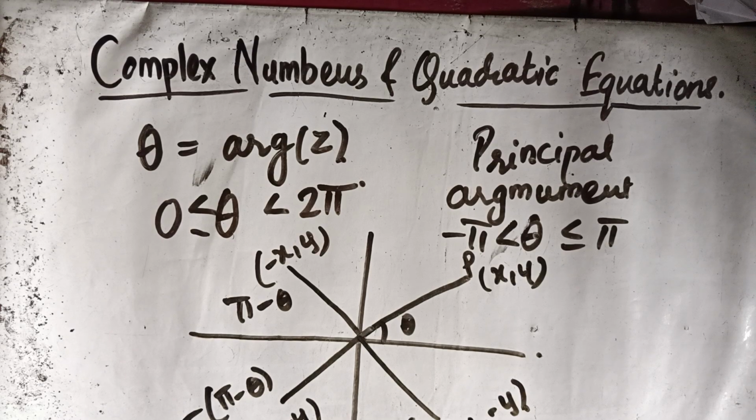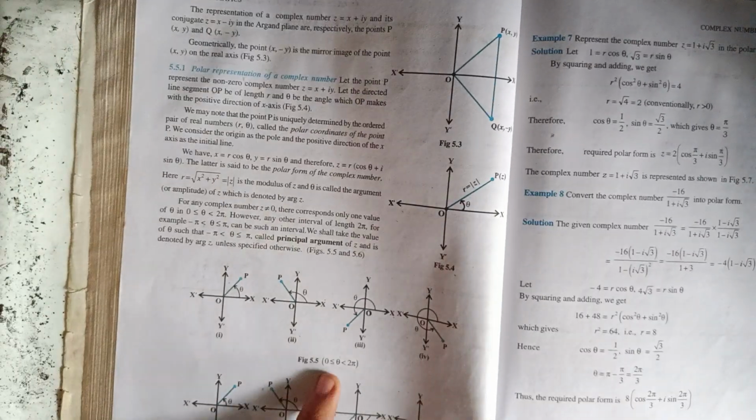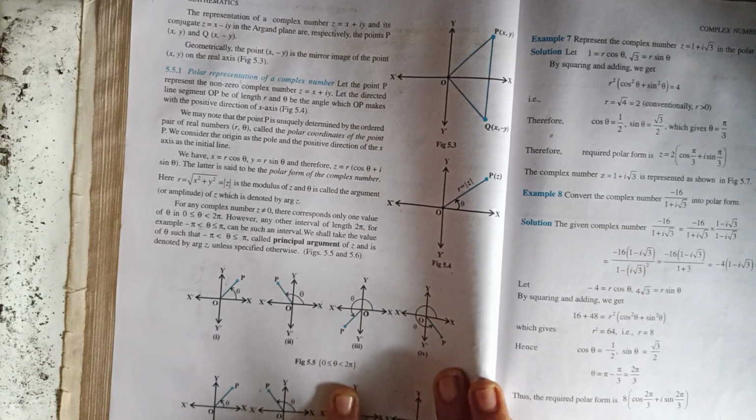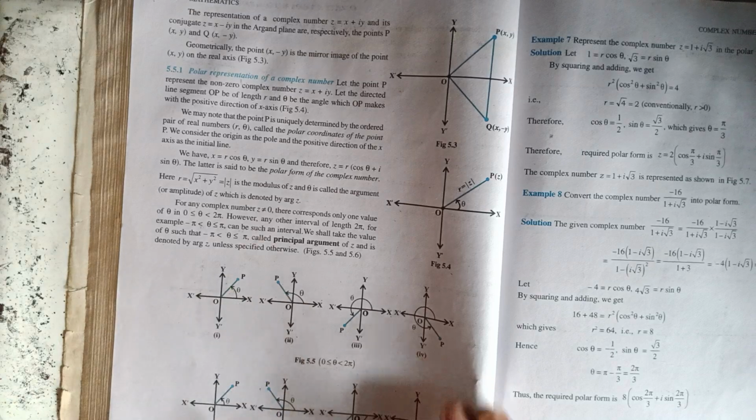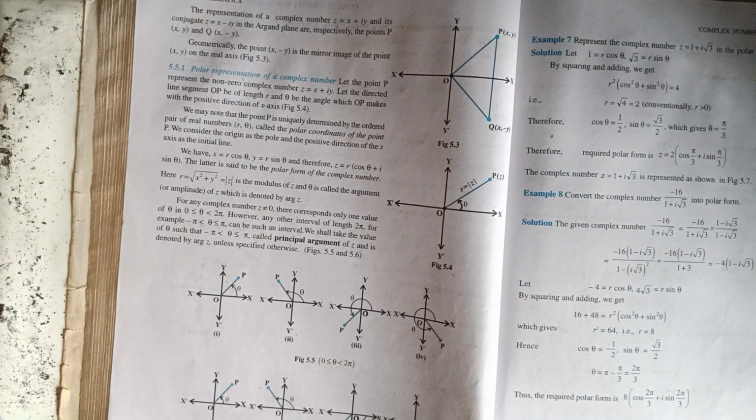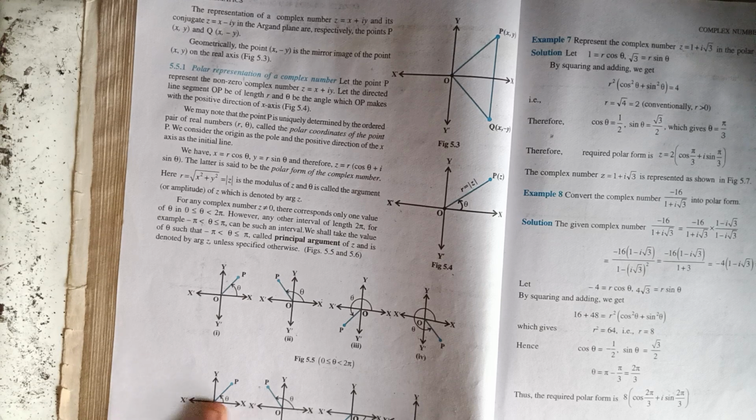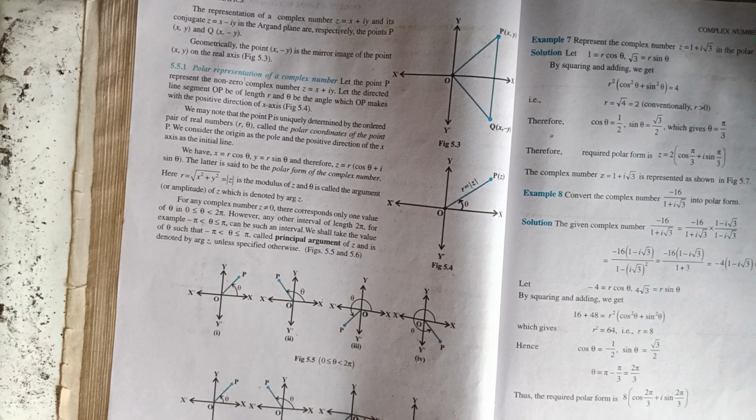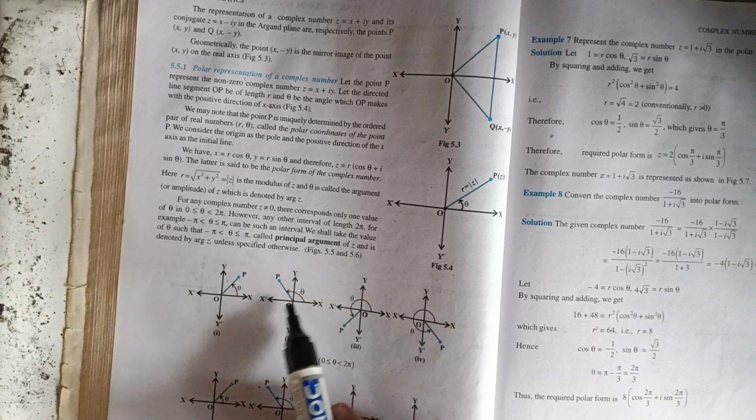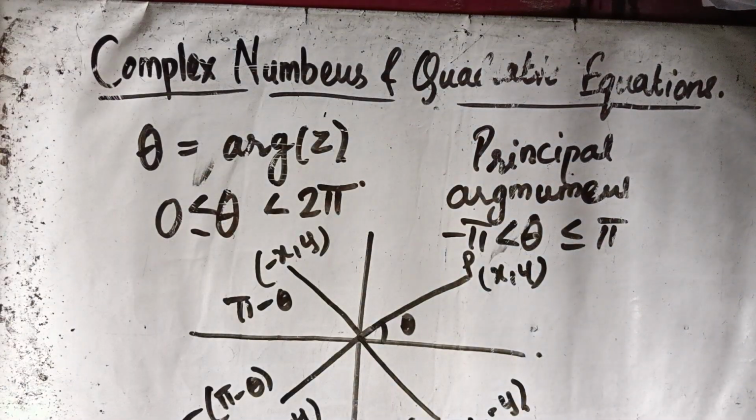Okay. Here are some graphs they have shown. Okay. This is for 0 to 2 pi. This is theta, and this is for minus pi to pi. Positive is there and this is negative. Okay, we are measuring theta from this, that is negative angle. This is positive. Okay, let's solve some examples so that you can understand it better.